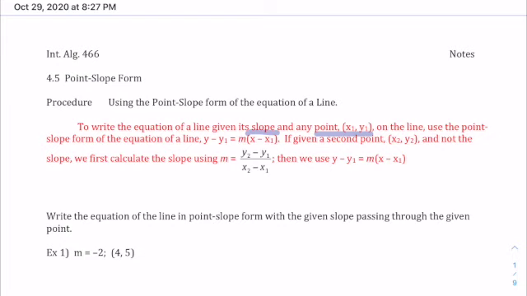Use the point slope form of an equation of a line, and that is going to be y minus y sub 1 equals m times parenthesis x minus x sub 1. If given a second point x2, y2, and not the slope, we first have to calculate the slope using the slope formula. Then we're going to use the point slope form. Okay, so there's two things. We're going to figure out when to use the slope. We're going to figure out how to write the point slope form.